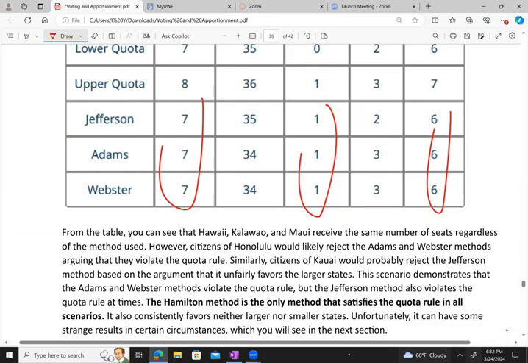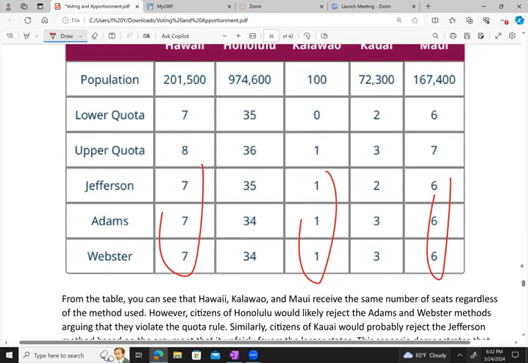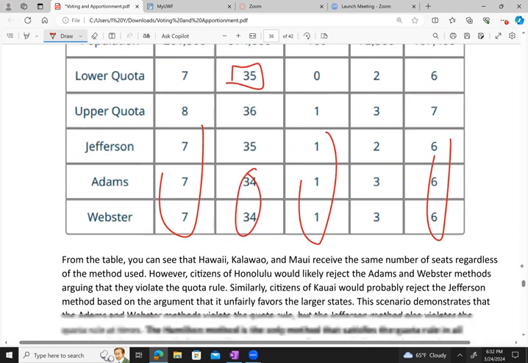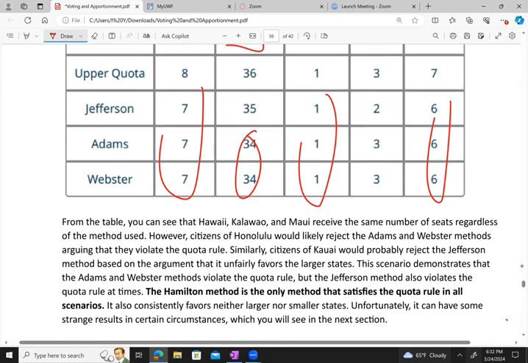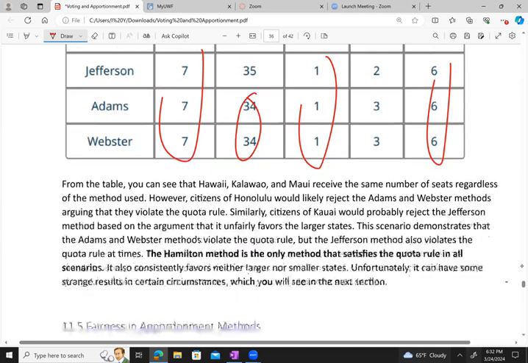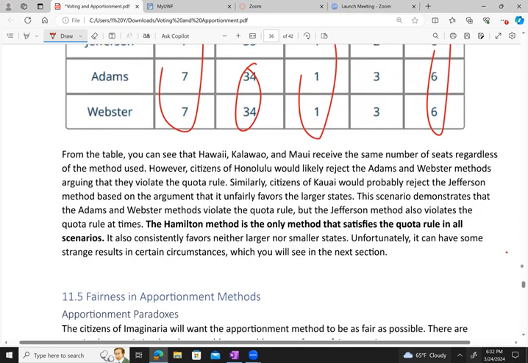However, citizens of Honolulu would likely reject the Adams and Webster methods, arguing that they violate the quota rule. Lower quota is 35, they give 34. Similarly, citizens of Kauai would probably reject the Jefferson method based on the argument that it unfairly favors the larger states. This scenario demonstrates that the Adams and Webster methods violate the quota rule, but the Jefferson method also violates the quota rule at times.